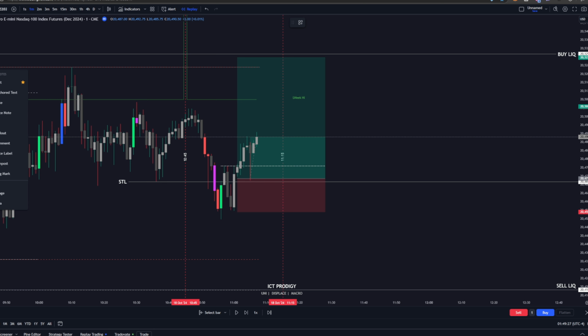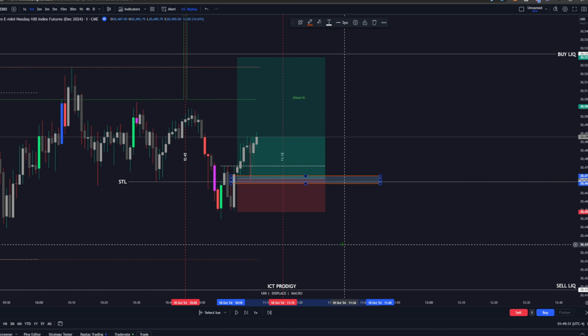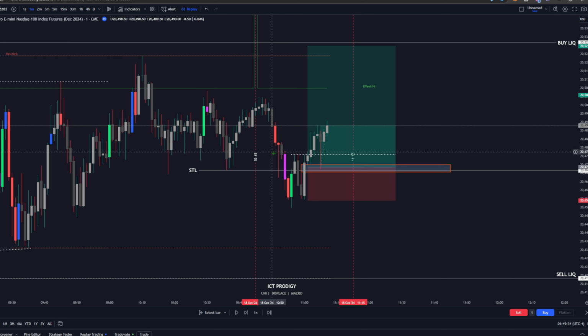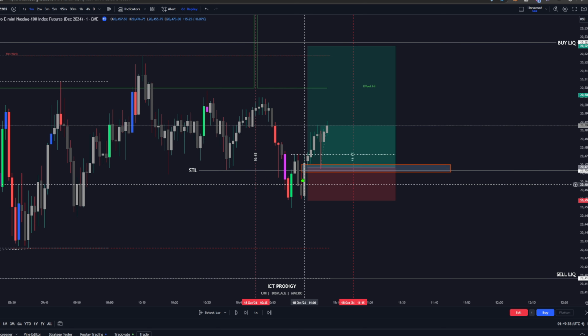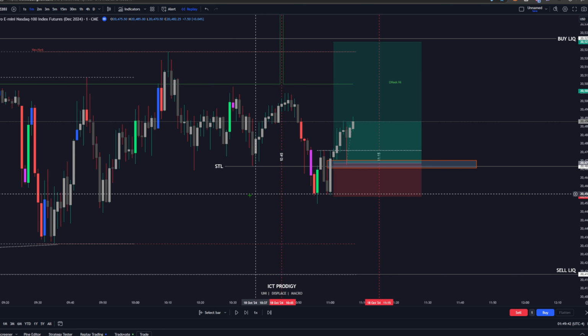Where's my box? And there is your fair value gap entry. So just bear in mind what I said here. I would not have taken this trade if I didn't see this behavior from the candles prior to that, but these gave me the indication the market maker is ready to run price up.